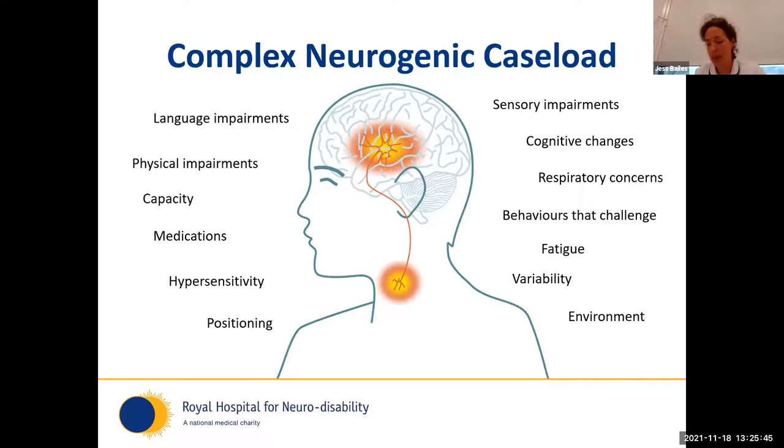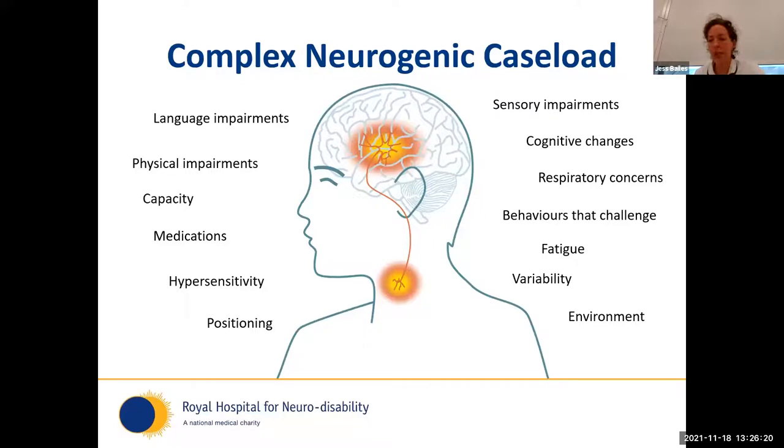They may have physical impairments, so changes in tone, weakness that affect their ability to feed themselves or even to open their mouths. And this is just in addition to their general positioning in the bed and chair, maybe suboptimal. We often have patients who are hypersensitive, and we need to do work on that before we can even get close to eating and drinking. We see people with a sensory impairment, so they may not be able to see, or they may have a visual neglect. Hearing may be impaired, or they may have taste changes.